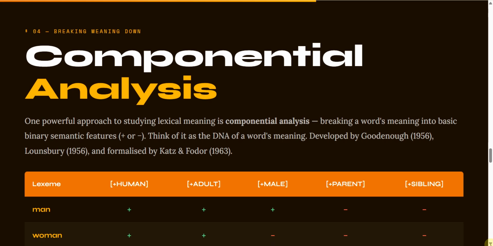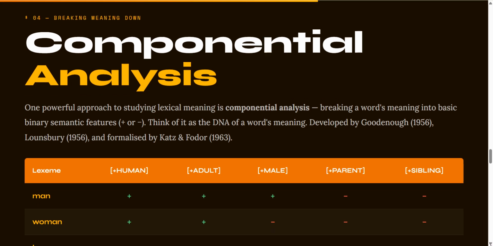Let's move to part 4, which is componential analysis. It is one of the most powerful approaches to study meaning, lexical meaning, as it is breaking a word's meaning into basic binary semantic features. Plus symbolizes that the meaning is present, something matches the situation, and the minus says that something is not matchable with the situation, so it is considered out of that category.